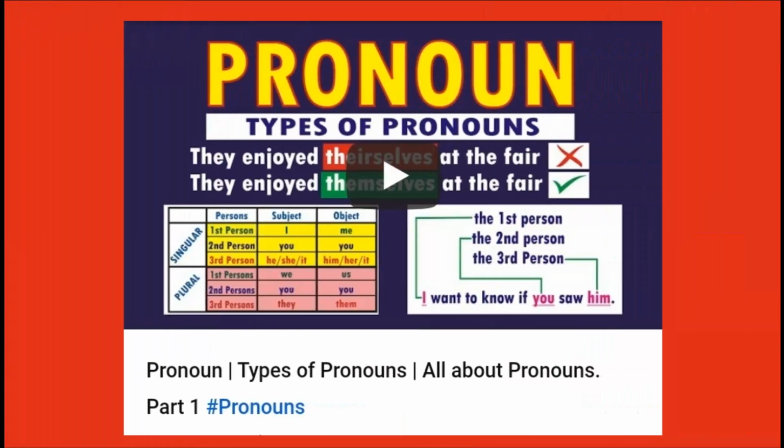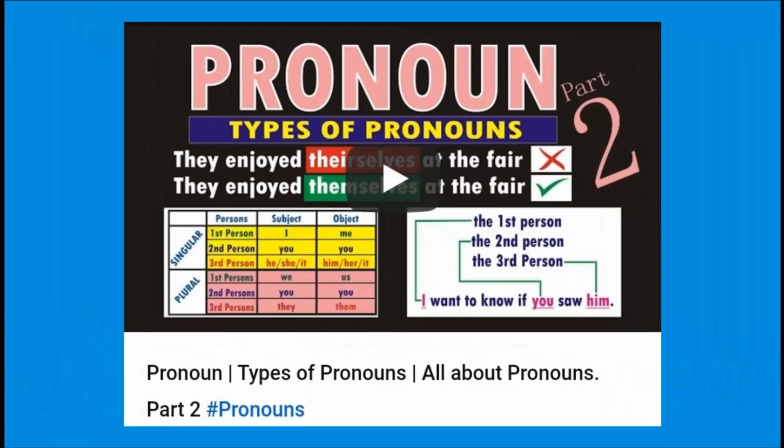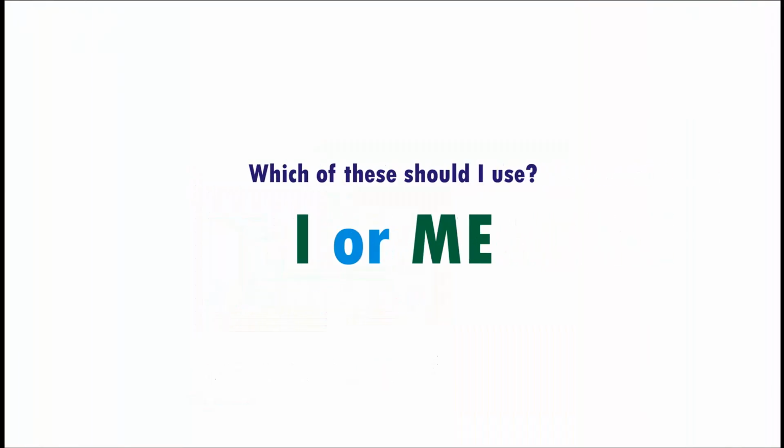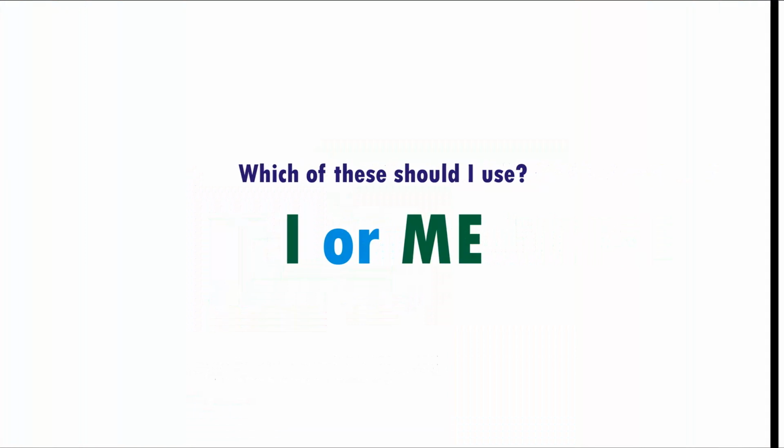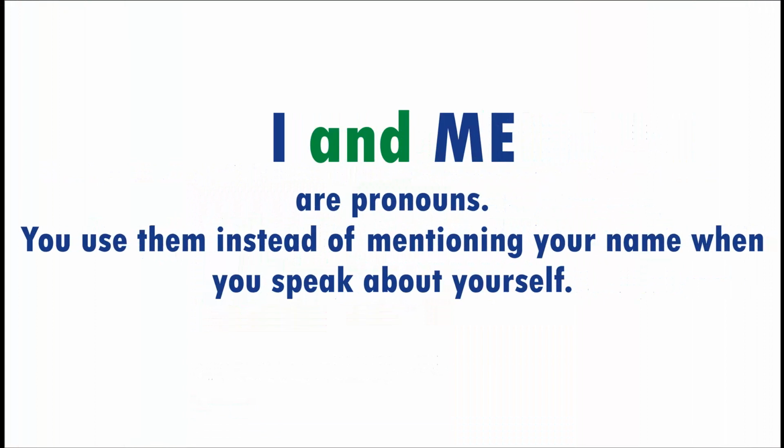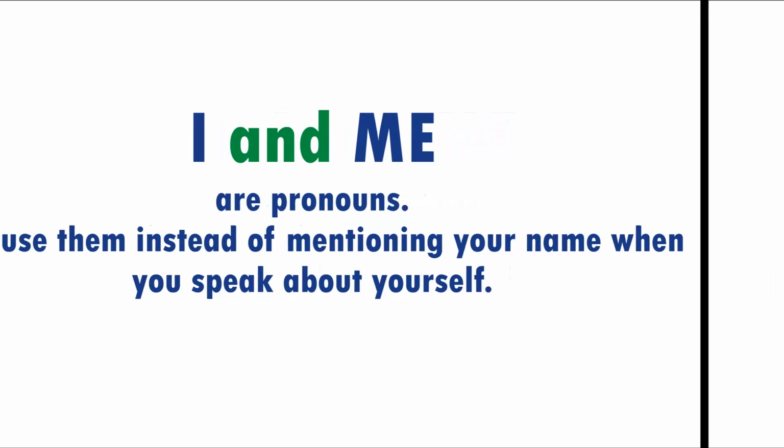In my previous videos on pronouns, I made clear differences between subject pronouns and object pronouns. I'm referring to subject and object pronouns because knowledge of the subject and object case in pronouns is very important in order to avoid the mistake of using I and me wrongly. The pronouns I and me are both first person singular pronouns. You use them instead of mentioning your name when you speak about yourself.